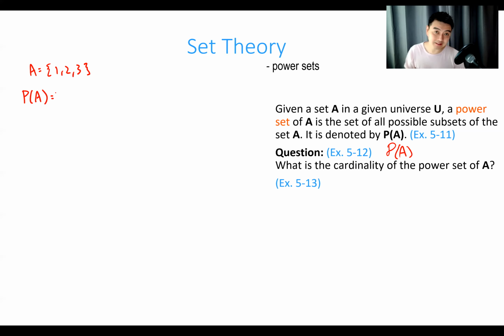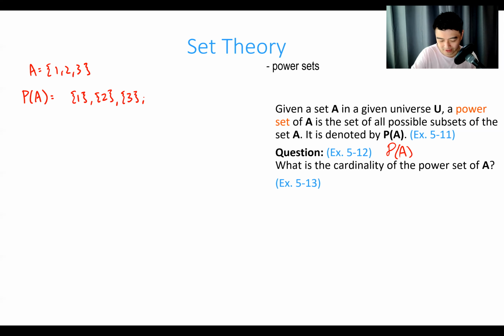Again, the definition of the power set of A is the set of all subsets. So let's figure out what all the subsets of A are here. Well, one subset is this one. So this is a subset of A. Convince yourself of that. This is a subset of A.